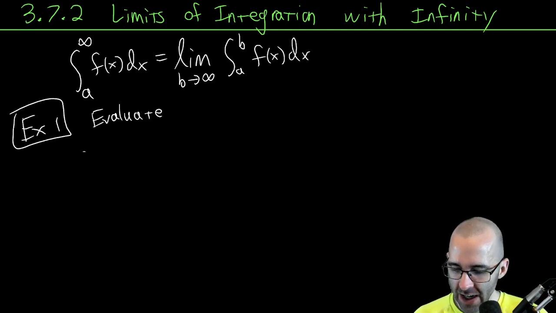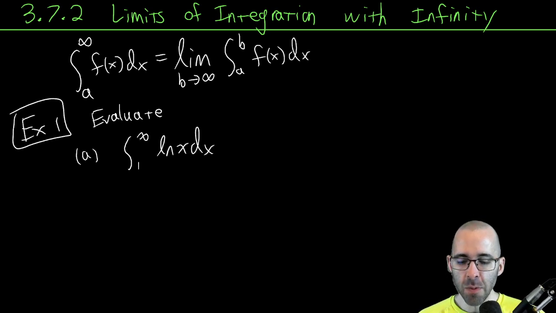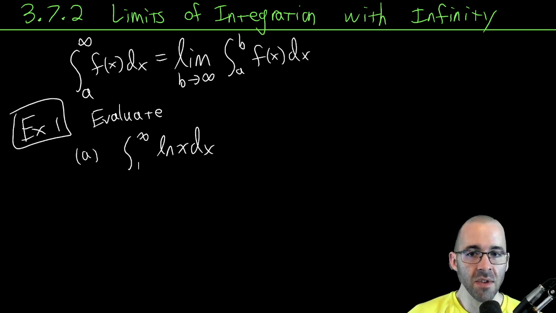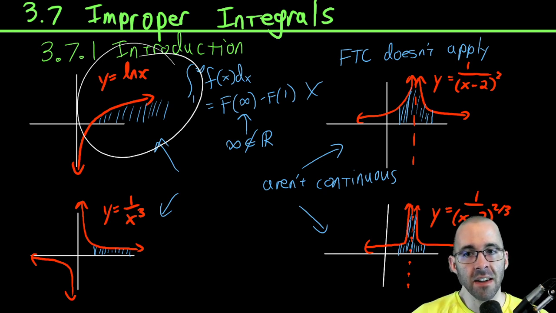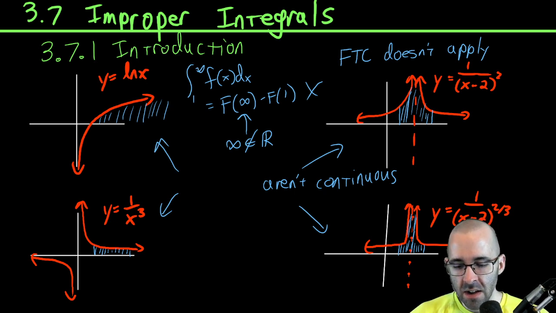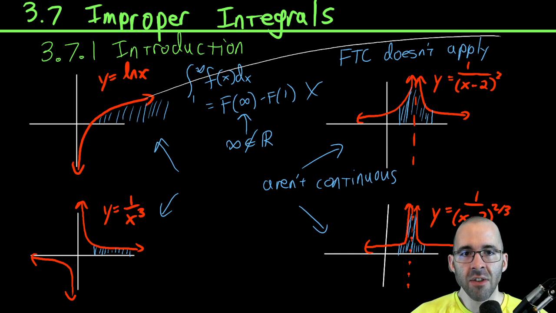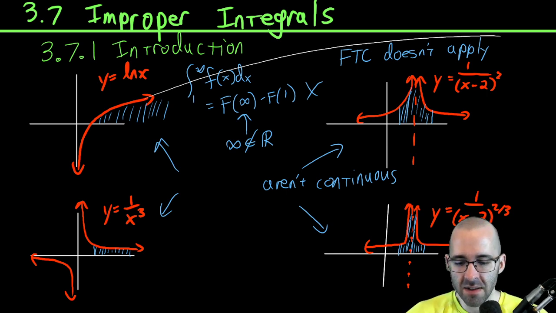Evaluate. Part A, the integral from 1 to infinity of the natural log of x dx. So I hope you should have an expectation of whether this integral is finite or infinite. This is what natural log looks like. So the area under the curve, well, this function just keeps going forever and ever. It slows down, but it can get as high as it wants.